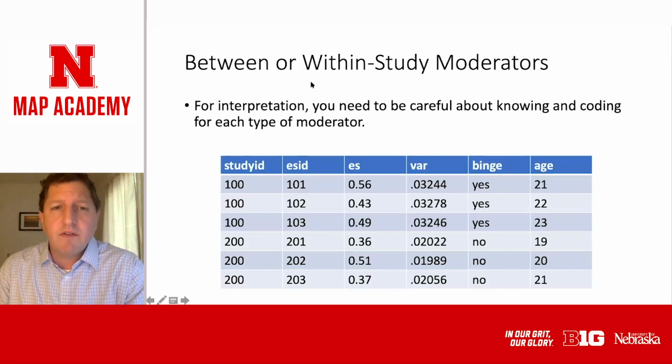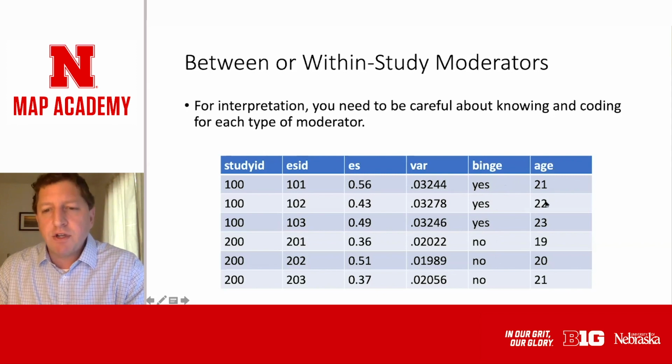Here's an example of between or within study moderators. So I've got a group of studies here. I've got effect sizes 1 through 3 in study 100 and 1 through 3 in study 200. And you can see that whether or not people binge is really associated with the study. So this would be a study level moderator. There's no variability in this moderator within the study.